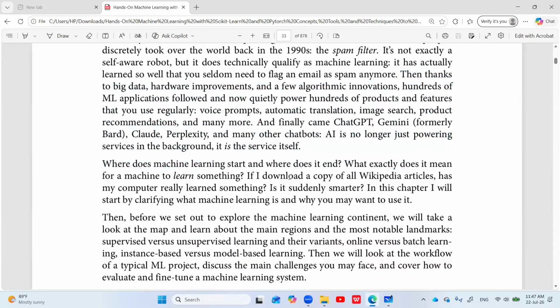Where does machine learning start and where does it end? What exactly does it mean for a machine to learn something? What do you mean by a machine learning something? If I download a copy of all Wikipedia articles, has my computer really learned something? Just imagine you have downloaded some Wikipedia articles.